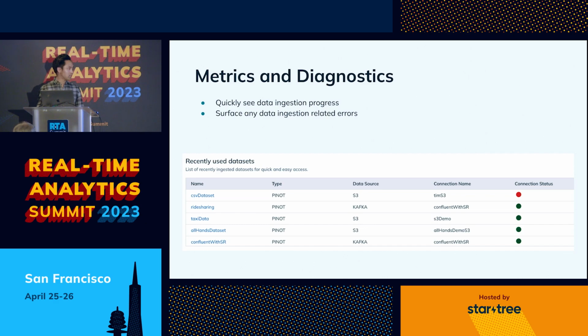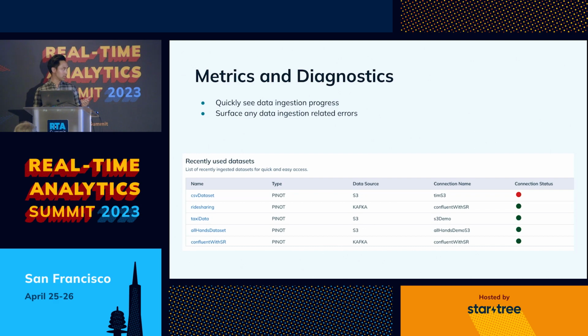Here's a screenshot of what you'll see in Data Manager. As you can see, we have one red dot and a bunch of green dots. The red dot is bad. It allows you to quickly see what's happening with your data set, if it's in a healthy state or if it's in a bad state.